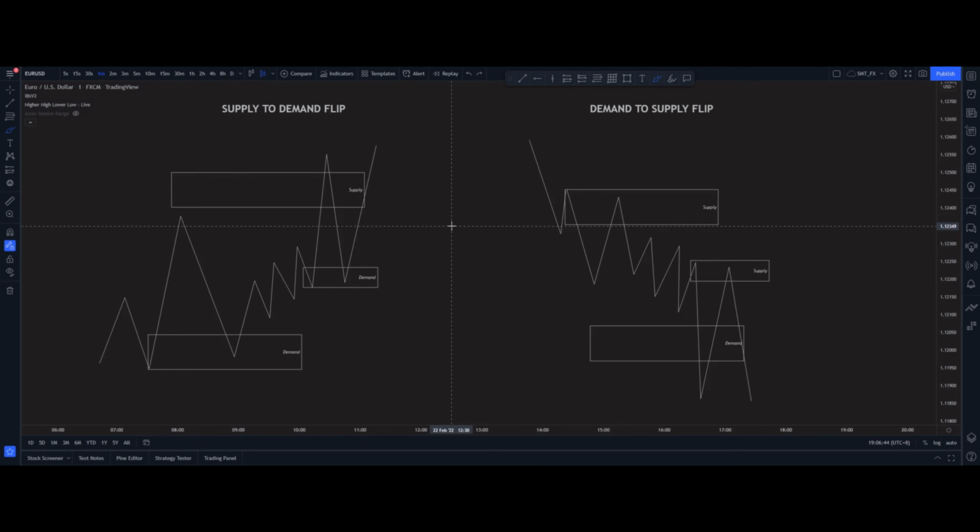Now this is something very important in our entries, because we want to see a zone failing before we take our entry, because that is a great indication that price is going to be moving towards our desired bias in the market, right? If we're looking for shorts, we want to see a demand zone fail. If we're looking for longs, we want to see a supply zone fail. So when you have these sort of criteria met, it gives you more confidence in terms of where the market is going to be moving.